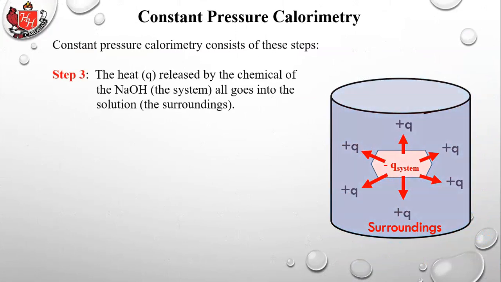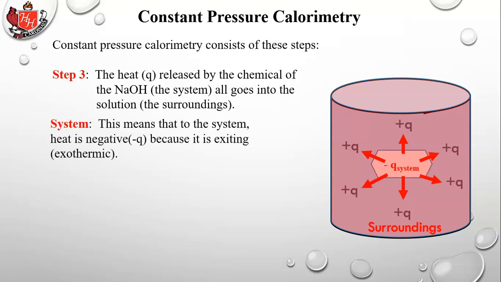So step 3, the heat Q released by the chemical reaction of NaOH, the system, all goes into the solution, the surroundings. So you see how the water got hotter there, right? When the heat came out into the water. For the system, the heat is negative because it is exiting, exothermic. So it's a positive Q for the surroundings because heat is coming into the surroundings, and it's an equal and opposite negative Q for the system, which is the chemical reaction.